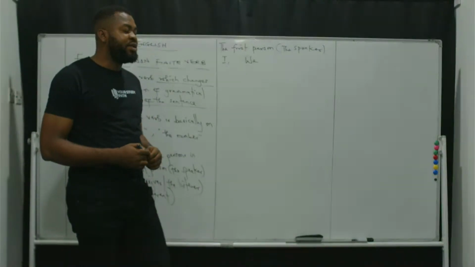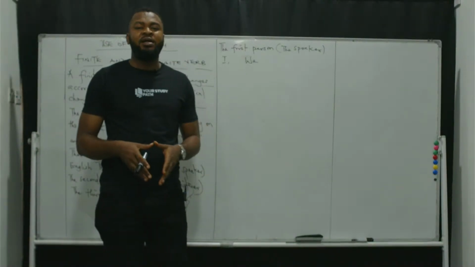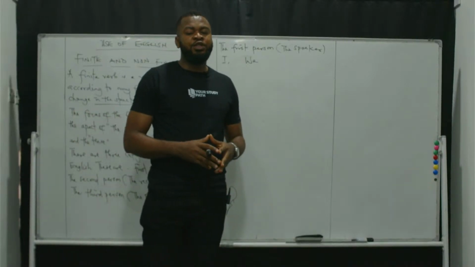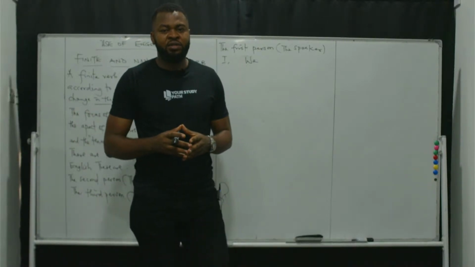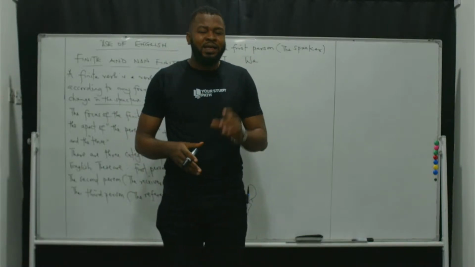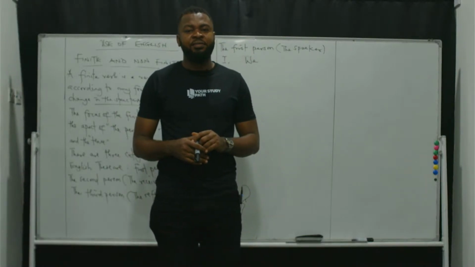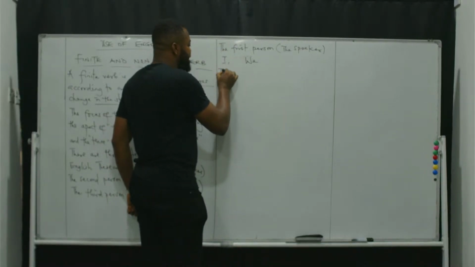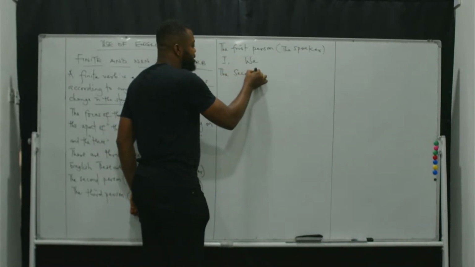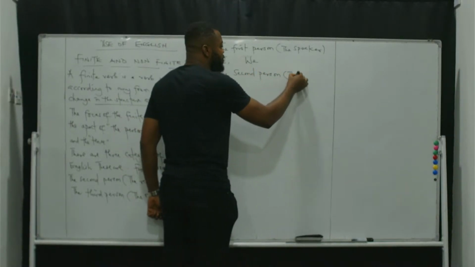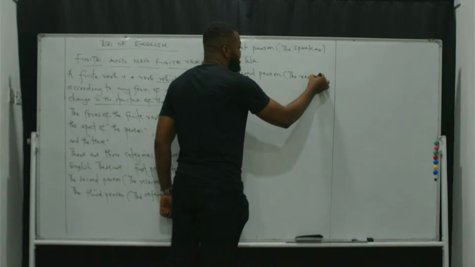So remember, like I said, the first person is the speaker, the person talking at the moment, the convener, the originator of the message, the person who brings about the message of discourse. That's the first person. Now, the second person, like we agreed, is basically the receiver.